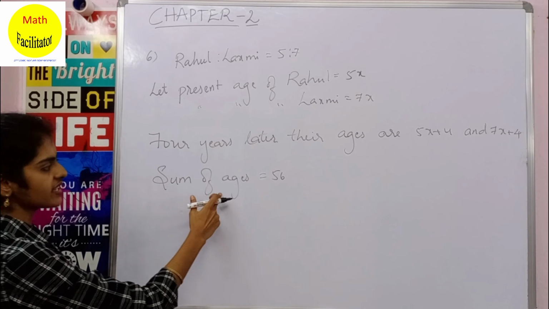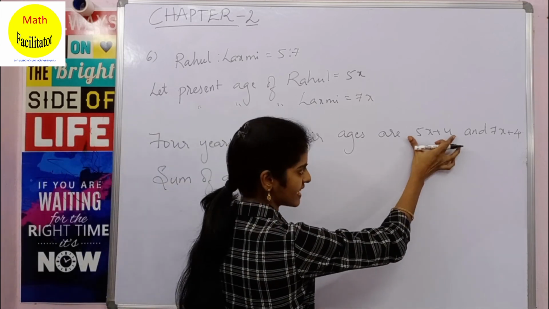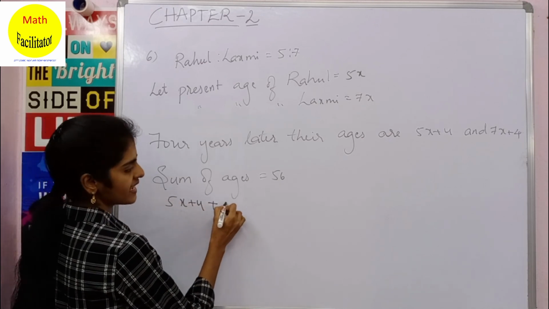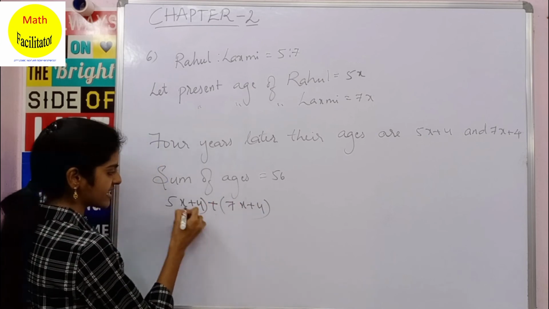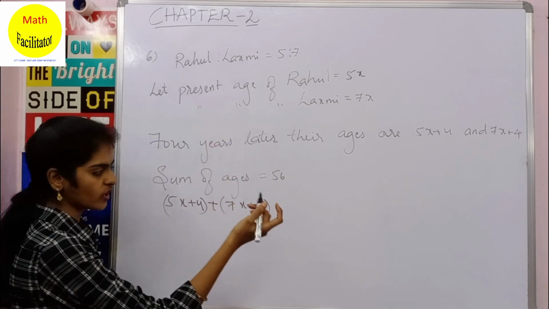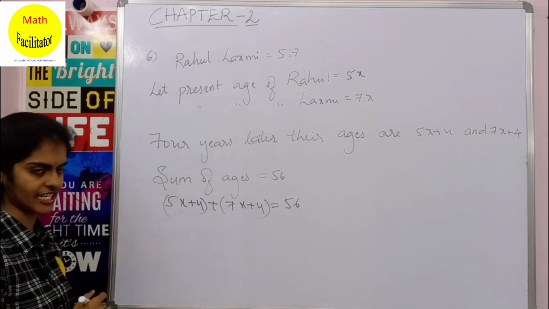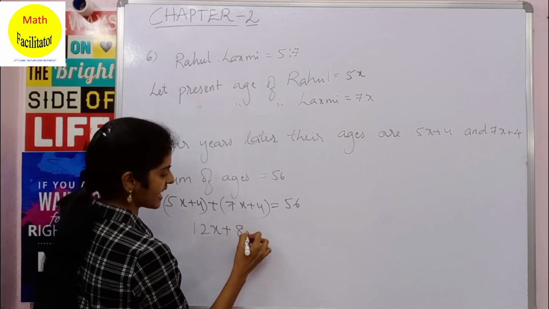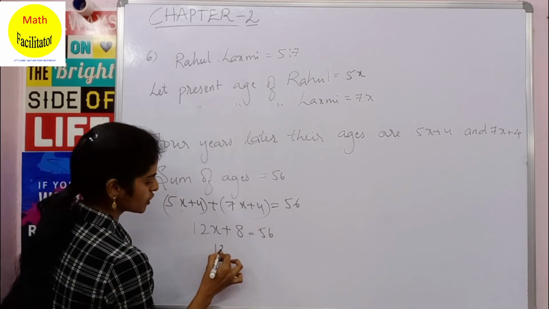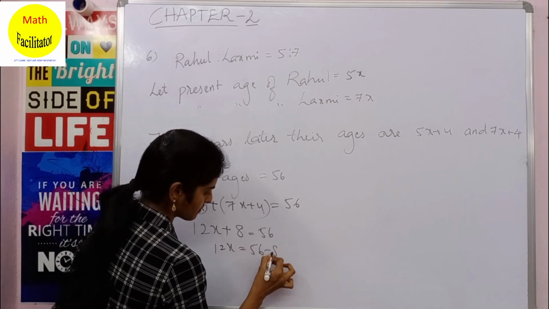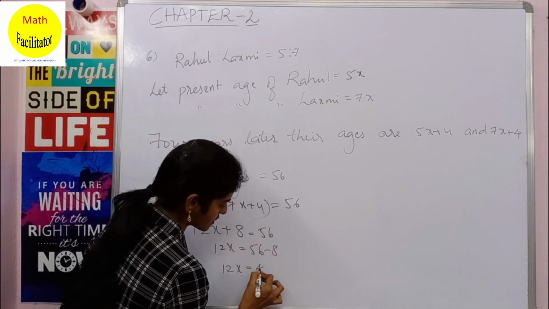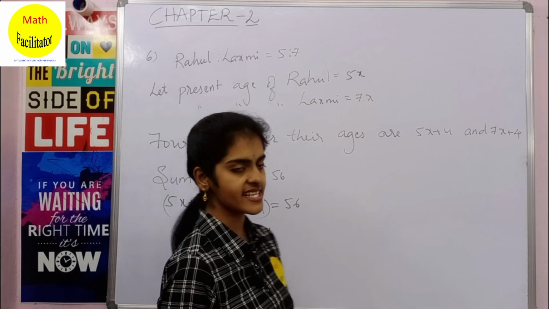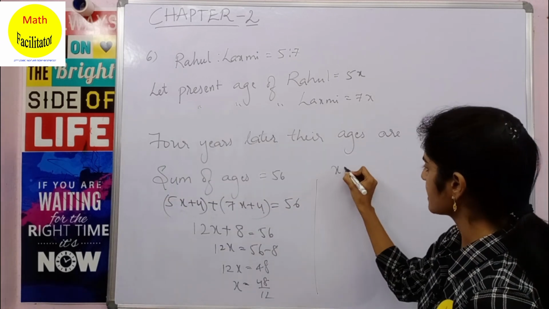Okay, now the sum of the ages is 56. That means 4 years later the sum of their ages is 56. That means 5x plus 4 plus 7x plus 4. Okay, so these are the ages of Rahul and Lakshmi after 4 years. Okay, so the sum is 56. It is given in the question. Clear? So now 5x plus 7x is 12x, plus 4 plus 4 is 8, is 56. Clear? So 12x is 56 minus 8, which is 48. So x is nothing but 48 divided by 12. So what is x? X is 4.